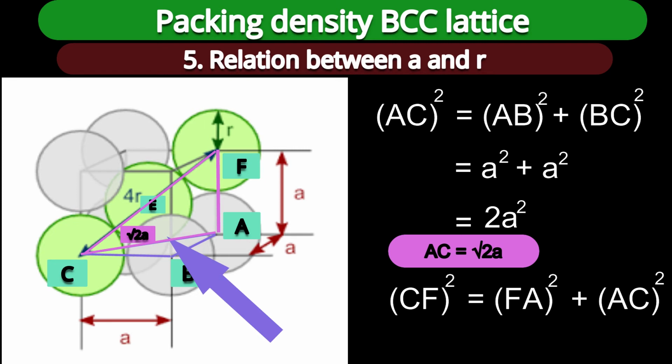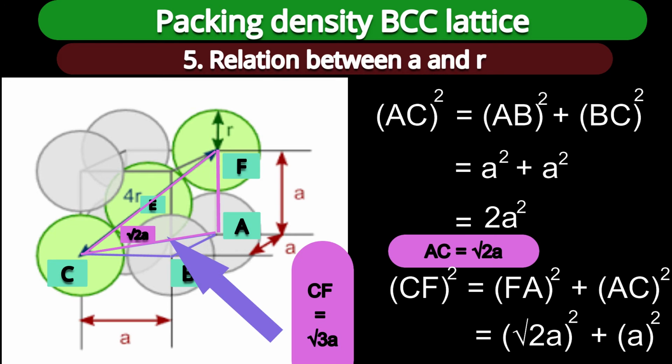So substitute the values. Side length is a, meaning CF square is equal to a square plus root 2 a, its square. So what is the answer? 3a square is equal to body diagonal square. So what is body diagonal CF? CF is equal to root 3 a.